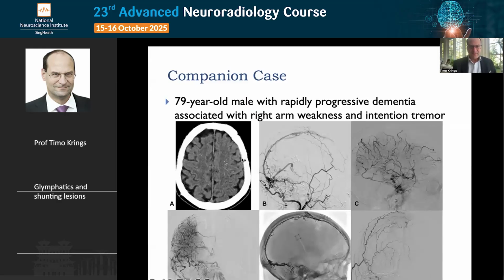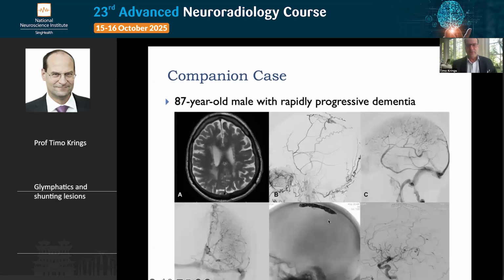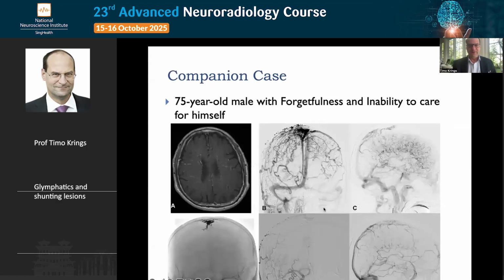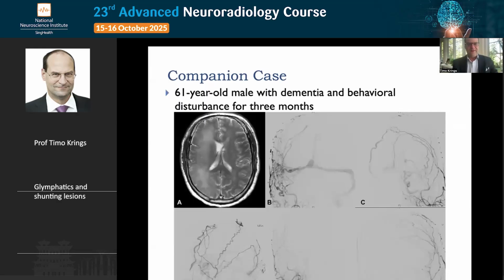Next case, calcifications as a sign for long-standing cortical venous reflux, pseudophlebitic pattern, transmedullary reflux, and following treatment, complete reversal of the symptoms. 87-year-old with rapidly progressive dementia. Again, after treatment, the patient did very well. 75-year-old with forgetfulness, inability to care for himself, cortical venous reflux, pseudophlebitic pattern, following treatment, complete amelioration, and the patient's dementia went away. This is, I think, the final case, 61-year-old patient, and it's the same story.